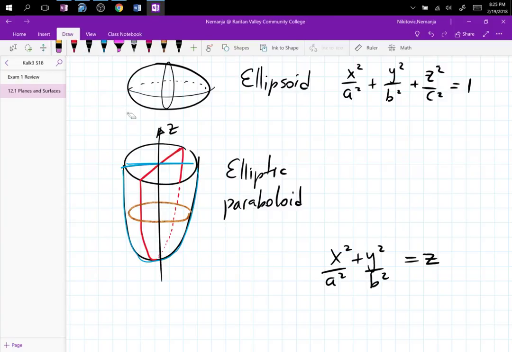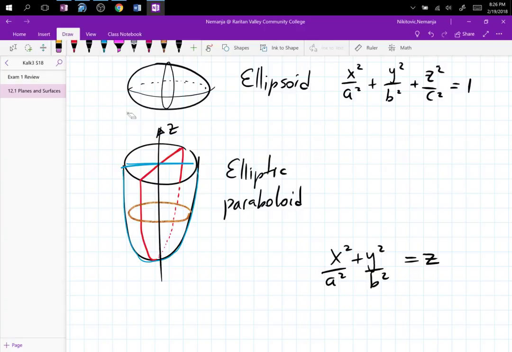So let me check. If I'm cutting with z equals 0, then all of this stuff is equal to 0, and that only happens when all of the stuff is 0 here, so I'm getting a point. Nice. That's a 0, 0, 0 point if I'm cutting with z equals 0. But if I'm cutting with z equals 10, okay, well, now this is equal to 10, and that's an ellipse. Great. That's exactly what I have on top over here, right?